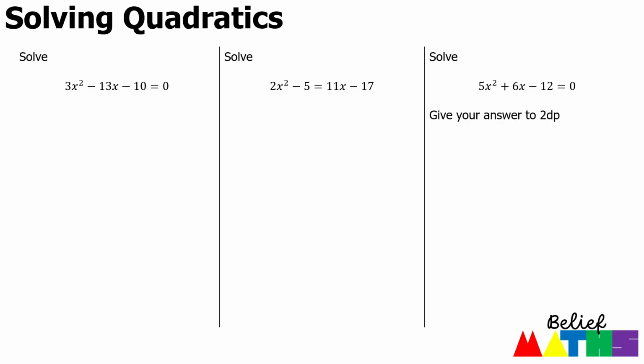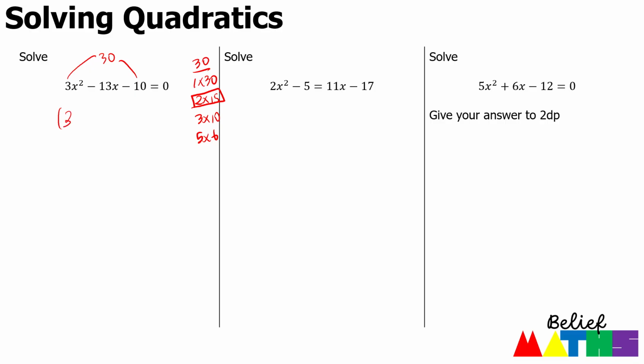Now this time we're going to look at solving quadratics. Now we can usually solve quadratics by factorising. If we look at this first one, we've got to find the factors of 30 that are going to subtract to give us minus 13. So the factors of 30 are 1 times 30, 2 times 15, 3 times 10, and 5 times 6. And then to subtract to make minus 13 are going to give us our 2 and 15.